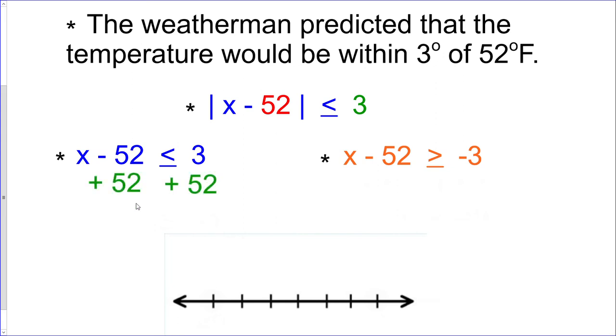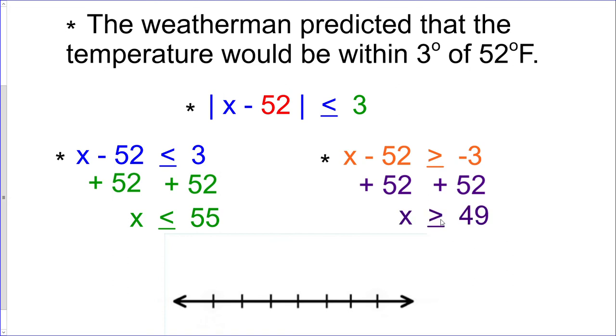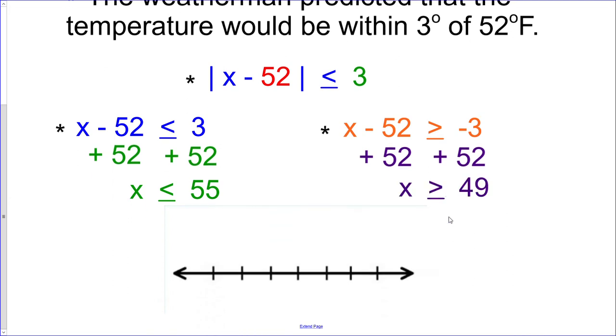On the left-hand side, when we do this, we're going to wind up with x is less than or equal to 55. On the right-hand side, when we add 52 to both sides, we're going to end up with x is greater than or equal to 49. Our next step would be to go ahead and put them on the graph.